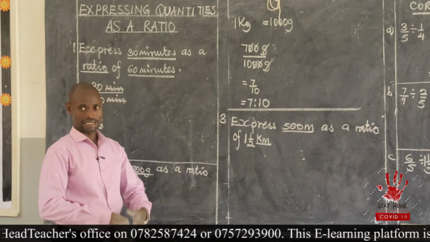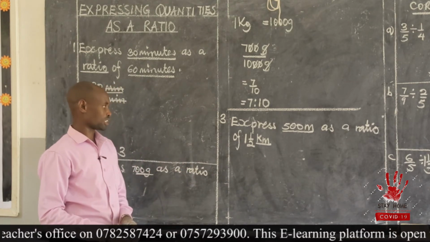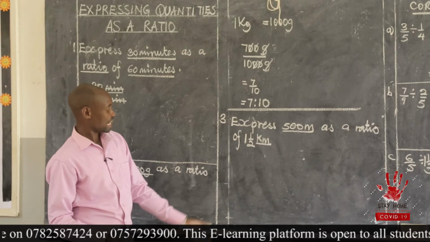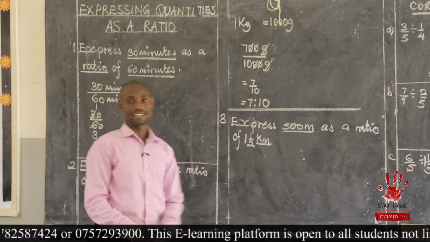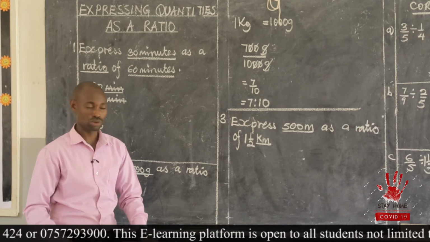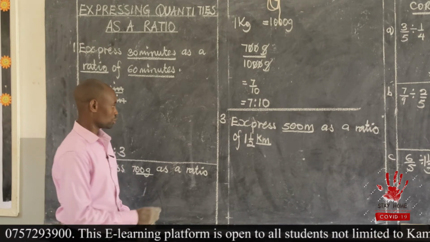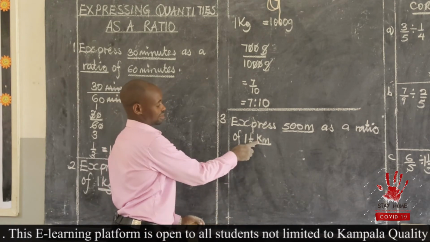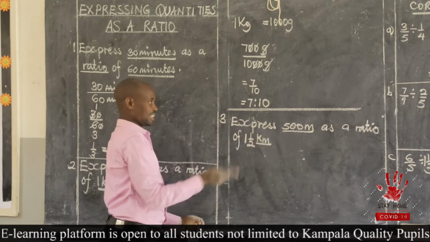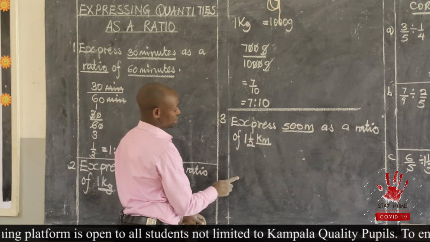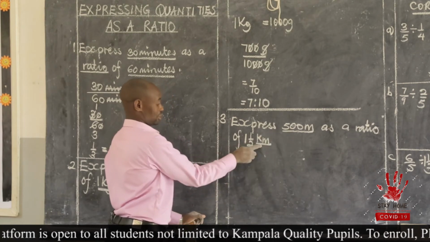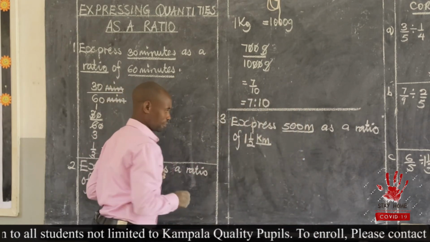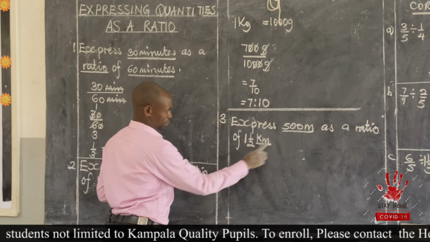No. So I told you that it's up to you to choose what to change. You can change meters to kilometers, or you can change kilometers to meters, depending on which one is going to be easier for you. So in this example, we are going to change this to meters. Then I will also give you another alternative whereby we shall change meters to kilometers and see whether we shall get the same answer. So, first of all, which one is simpler to change? I think it is from kilometers to meters.